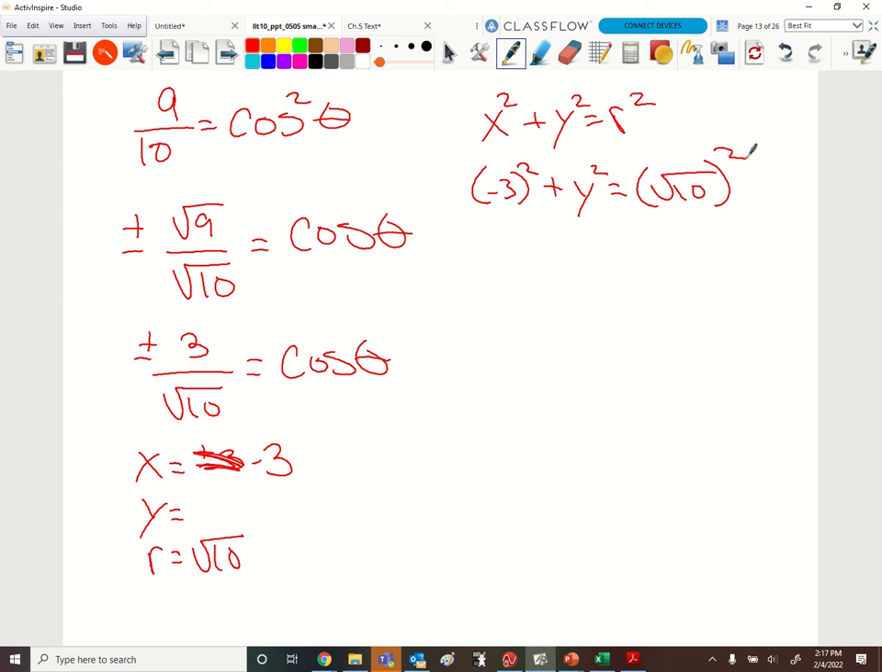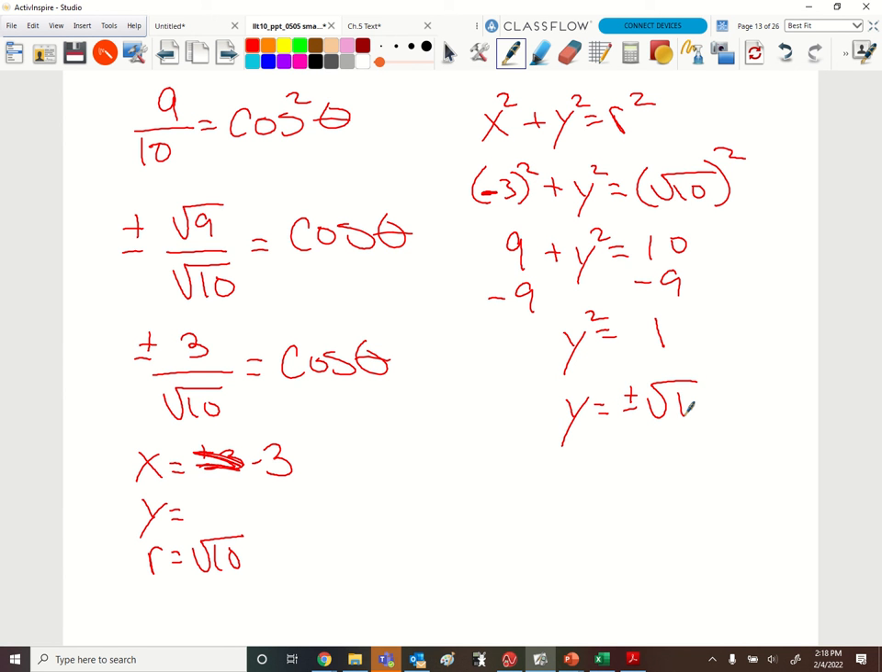Yeah. So negative 3 squared, if you notice the negative is inside the parentheses, is going to be a positive 9 plus y squared equals, now when I square a square root of 10, that gives me just 10, so minus 9 to both sides. Y squared is equal to 1, right? So y equals plus or minus square root of 1. Well, what is the square root of 1? It's just 1, isn't it?